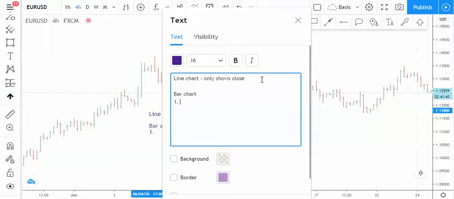The first piece of information that the bar chart will give you is the open. The next piece, it can give you the close for each time period. It can give you the high, and it can give you the low. And the fifth and final piece of information that the bar chart can give you is the period direction.